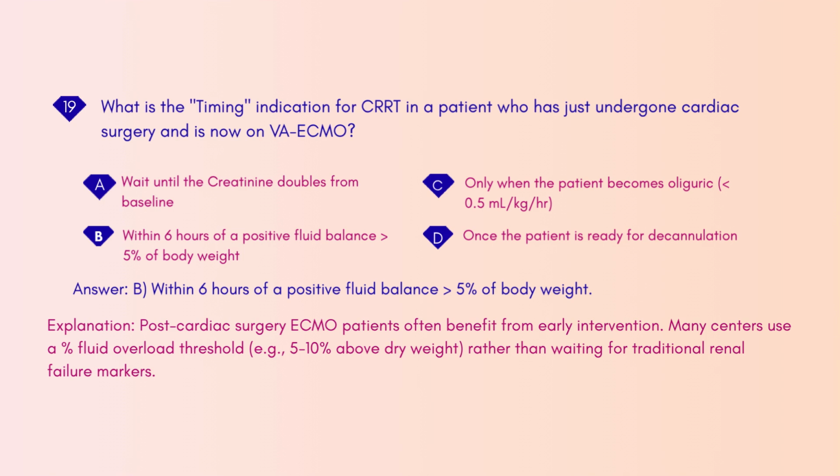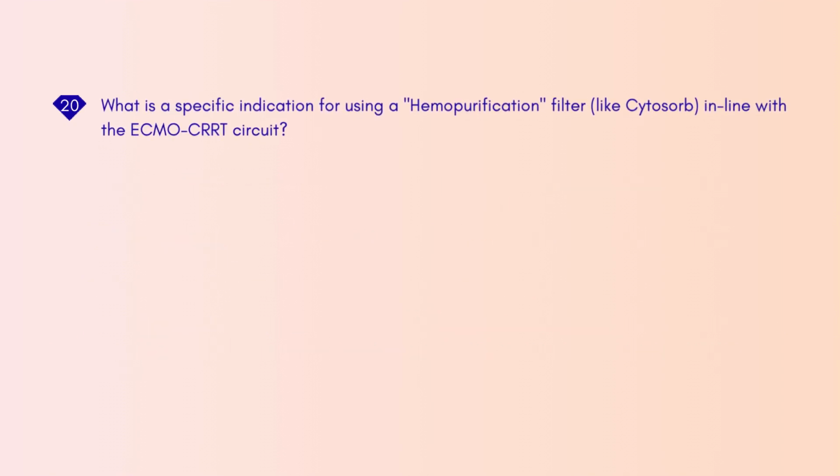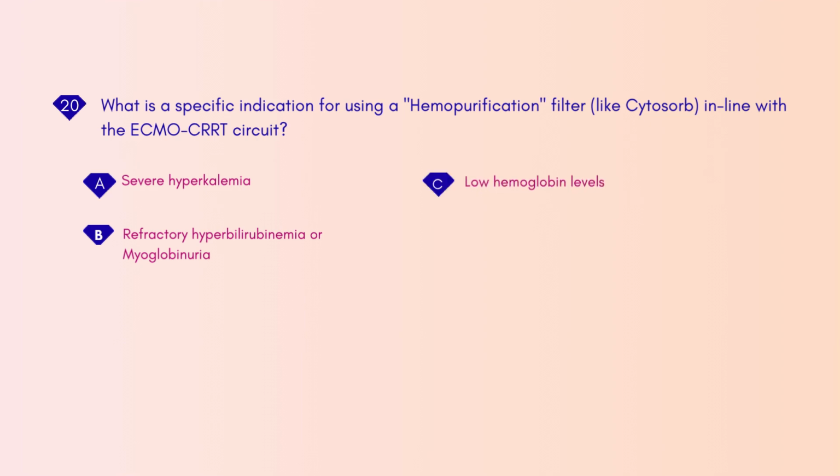What is a specific indication for using a hemopurification filter, like Cytosorb, in line with the ECMO CRRT circuit? A. Severe hyperkalemia. B. Refractory hyperbilirubinemia or myoglobinuria. C. Low hemoglobin levels. D. High carbon dioxide levels. Answer: B.